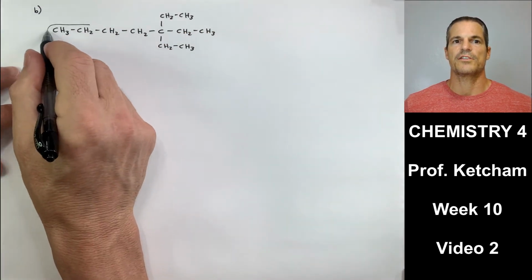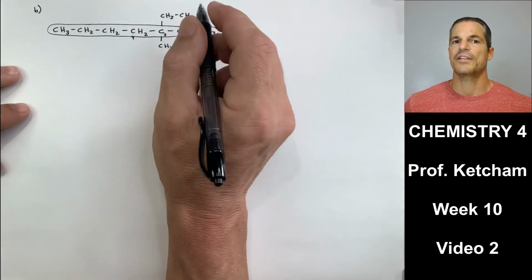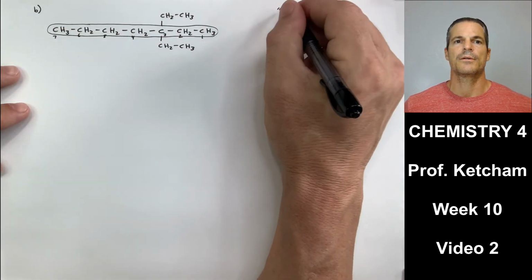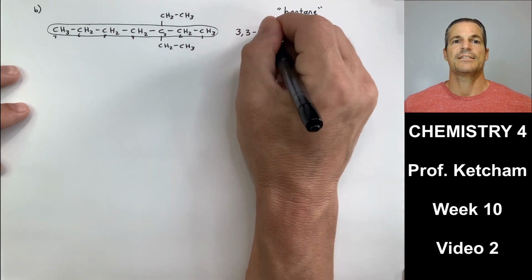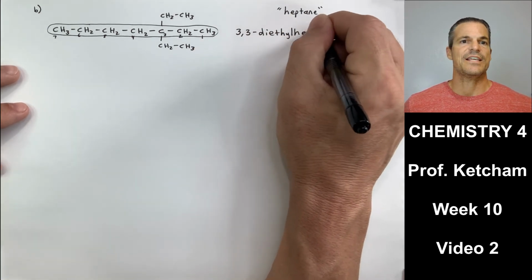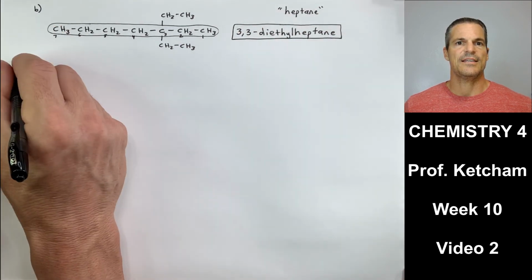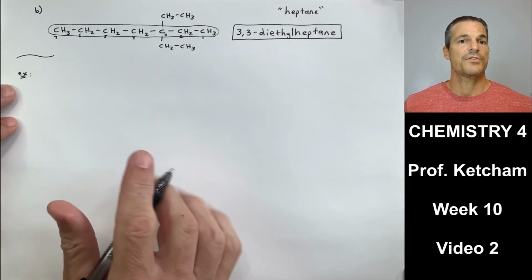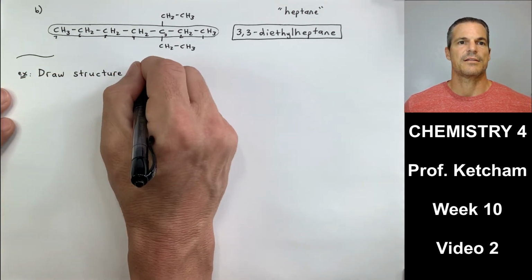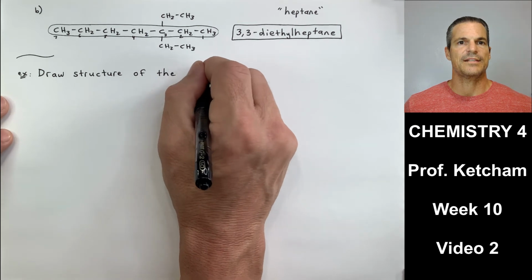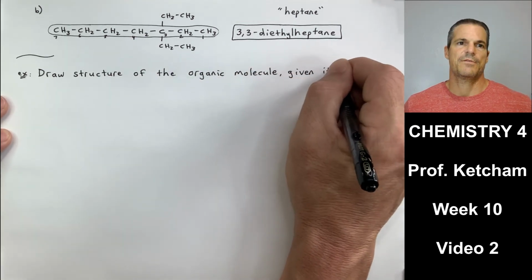B, all right, find the longest continuous chain. I've done so and I circled it, I bubbled it. I number it where I keep the branches to the smallest branch number. Numbering from the right keeps the branches the lowest. And I see it's a heptane, and these are ethyl groups, E-T-H-Y-L. And they're both on carbon 3. So it's 3,3-diethylheptane. 3,3-diethylheptane.